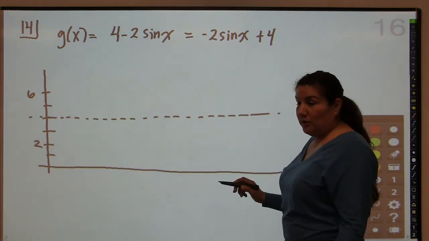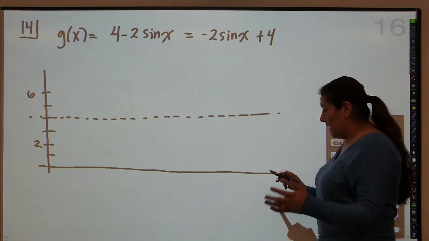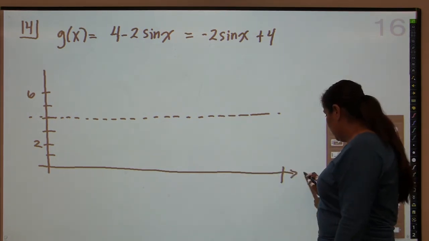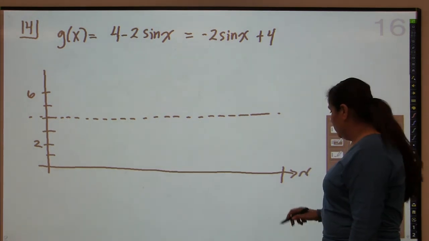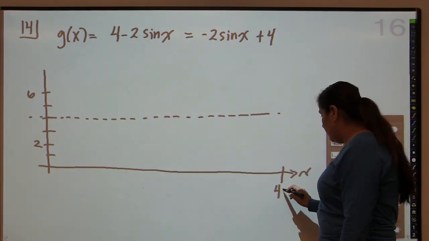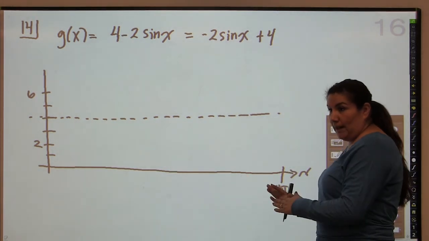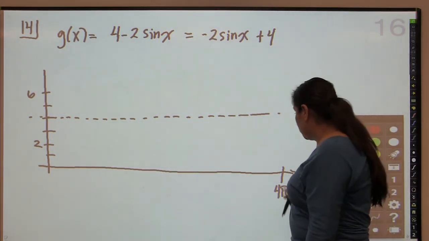We're going to want 2 periods. So what I do is I don't even measure anything. I just say, okay, this is the end of my axis. I ran out of space. Yay. So this is going to be 4 pi, because 1 period would go to 2 pi. So 2 periods would go to 4 pi. Right? So then I just go down the middle.